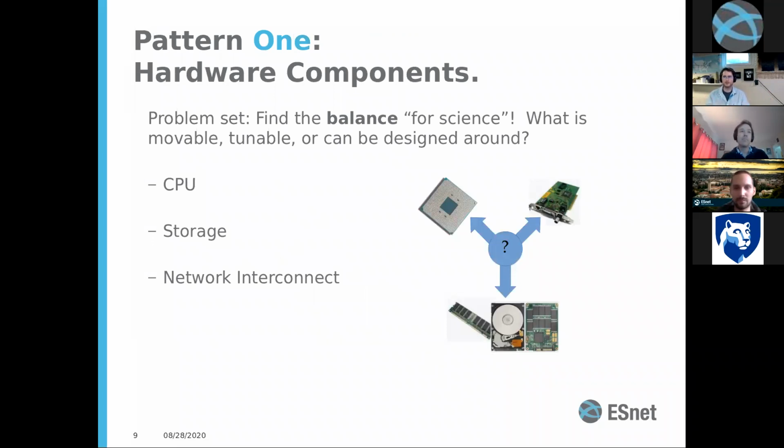Pattern 1 that we're wanting to talk about is basically the good, fast, cheap, right? I tried building a quick graphic here. A few of you guys might know that network card or have used those. Yes, it is ISA-based. The whole point is we need to find a balance, right? It's for science. What's movable, what's tunable, what can be designed around? So the 3 elements that are easiest to work with between the network cable and the human: CPU, storage, and network. Let's go.